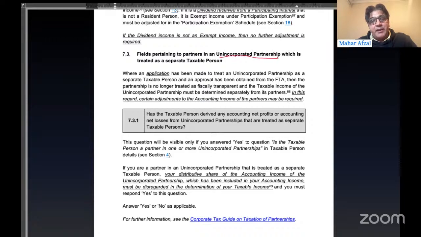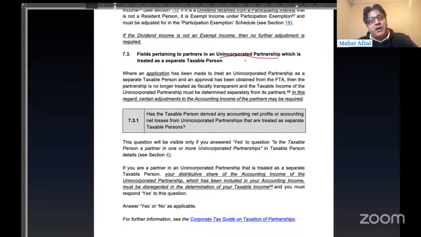Unincorporated partnership, important. If your partnership is an unincorporated partnership, there is a possibility that it is registered or unregistered. If it is unregistered, it will be straightforwardly unincorporated. If it is a registered partnership, there is a possibility that any of your members has unlimited liability. If any of the members has unlimited liability, even an incorporated partnership will be treated like an unincorporated partnership. But if none of the members has unlimited liability, meaning all of the members have limited liability, this is a limited liability partnership, then it will be treated like a juridical person.